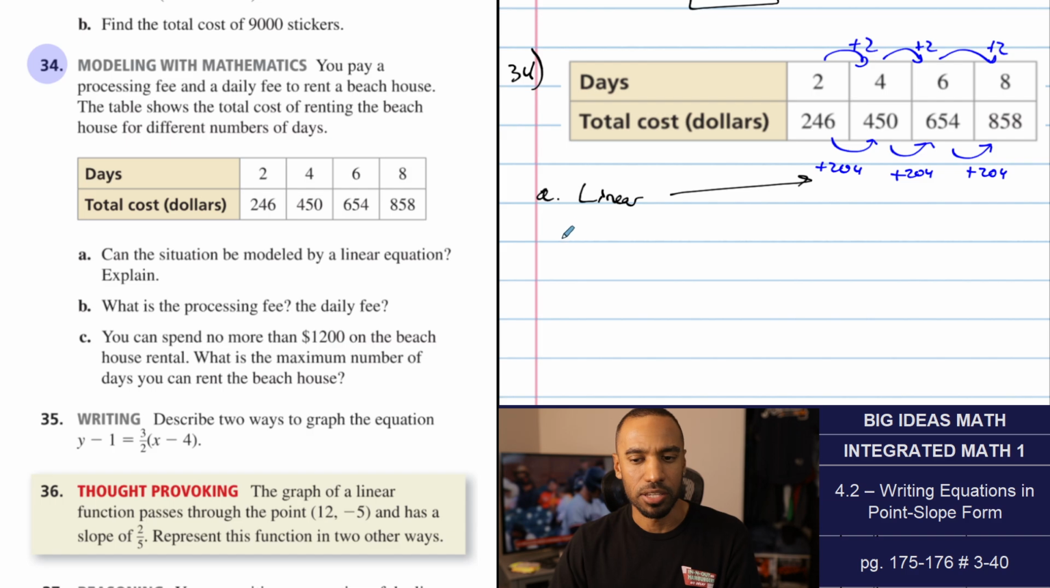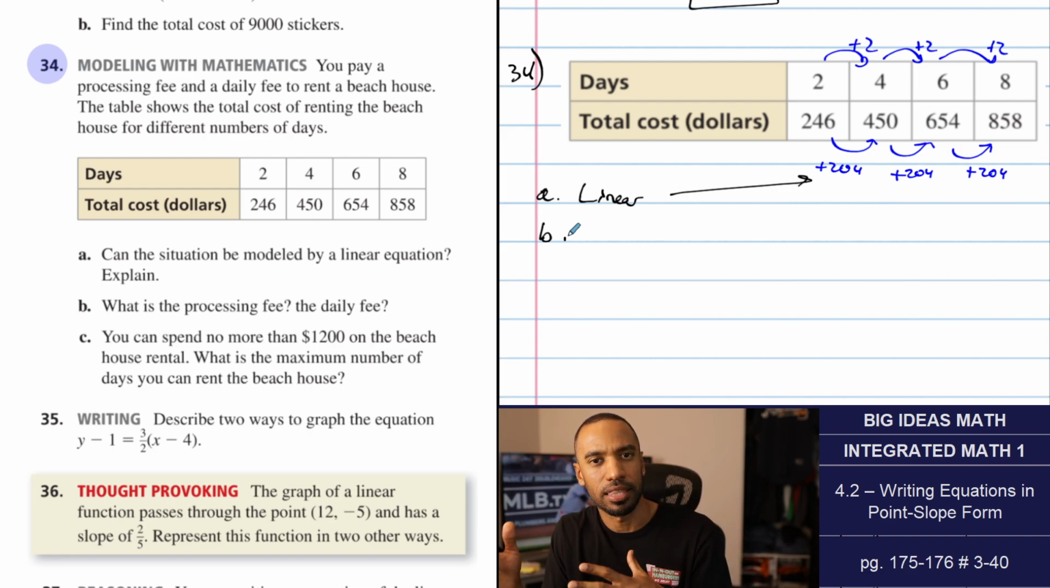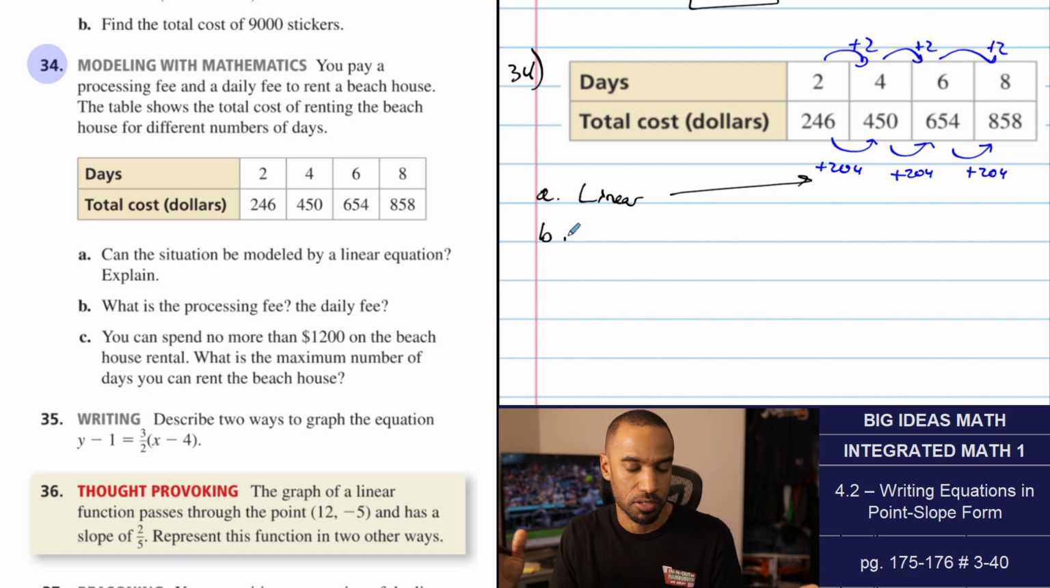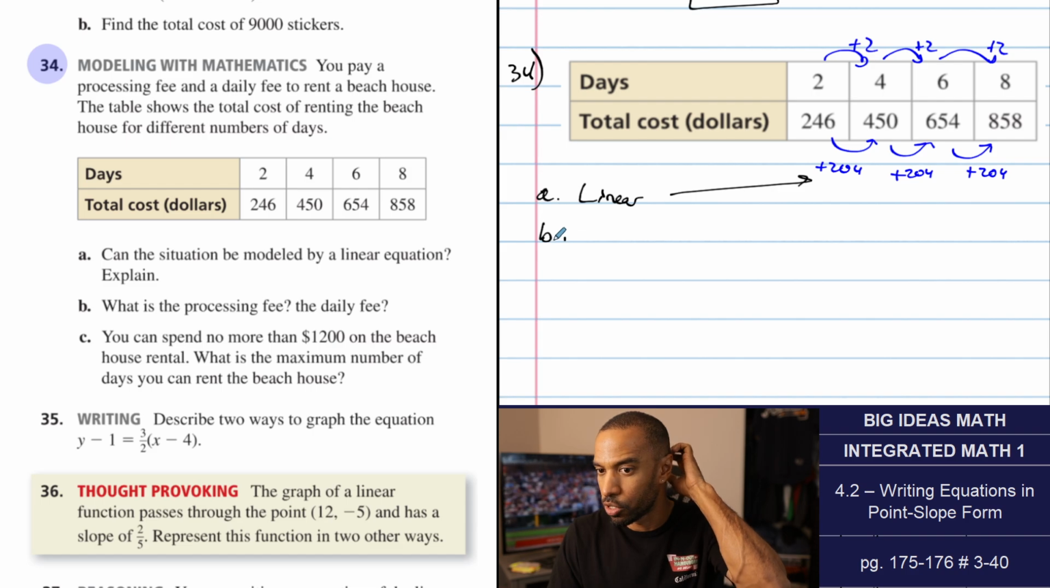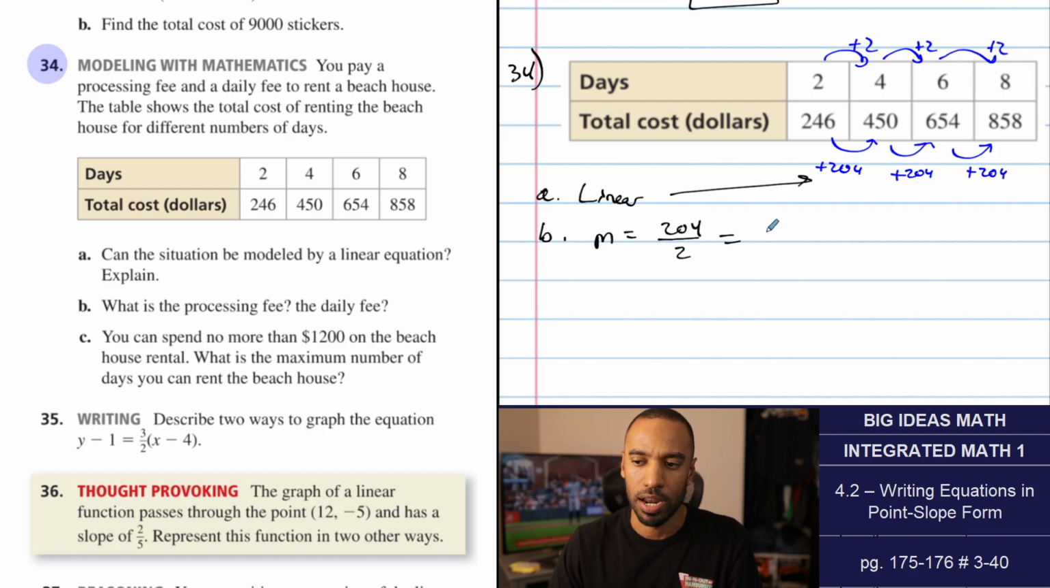Part B, what is the processing fee and the daily fee? They said processing fee, so the processing fee is like that initial startup, how much they're going to charge to just process this thing. So that's the y-intercept. The daily fee is your slope. The daily fee is actually the part I can answer first. That is slope. We can see our rise over run, up $204 over 2 days. That's $102 a day. $102 per day. This is the daily fee.